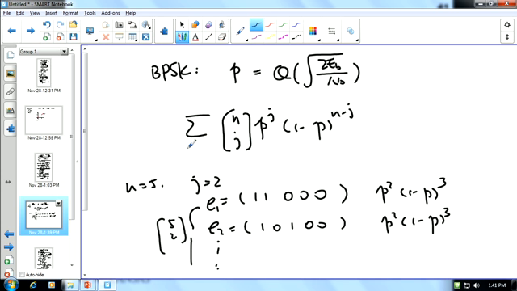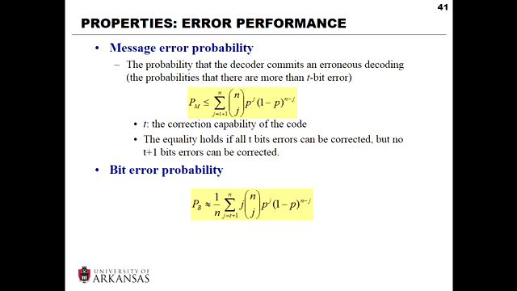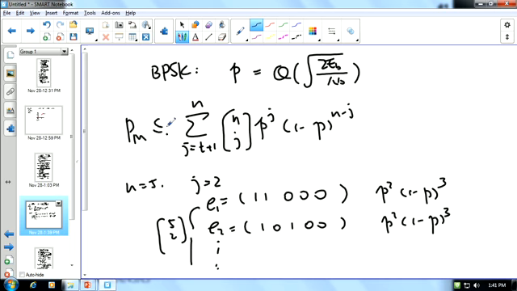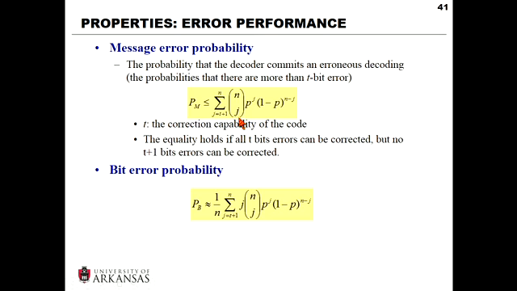So we need to make sure that this sum goes to n, right? If we have more than t bits in error, then our message will be in error. And this summation here is actually because there are some events that overlap. It's not an exact relationship. It's an upper bound, okay? So our message error probability is upper bounded by this expression here. Okay, that's how we get this expression. Any question?